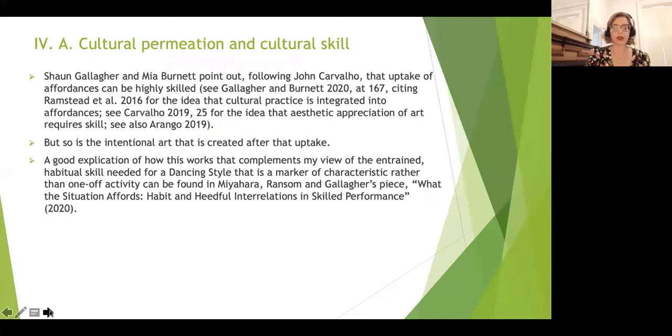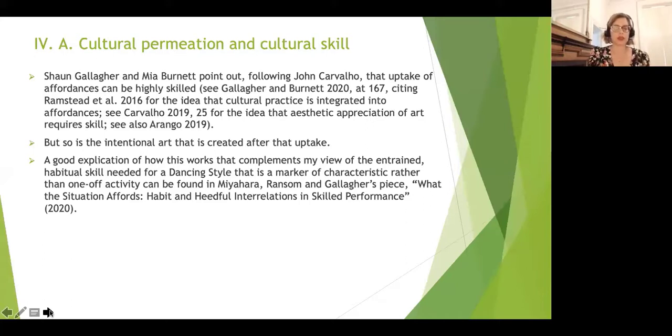Sean Gallagher and Mia Burnett point out, following John Carvalho, that uptake of affordances can be highly skilled. And here, Gallagher and Mia Burnett have written a piece, and they cite Ramstead et al. 2016 for the idea that cultural practice is integrated into affordance, and Carvalho for the idea that aesthetic appreciation of art requires skill. Arango 2019 has a similar idea. But I want to point out specifically, even though they might say that it's included as part of that, that it's also intentional art that's created after that uptake.